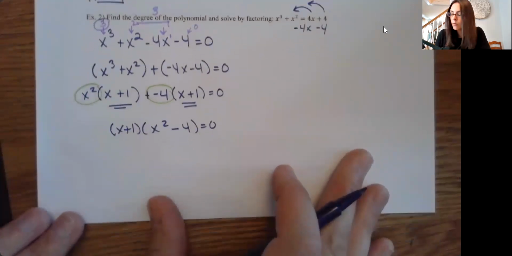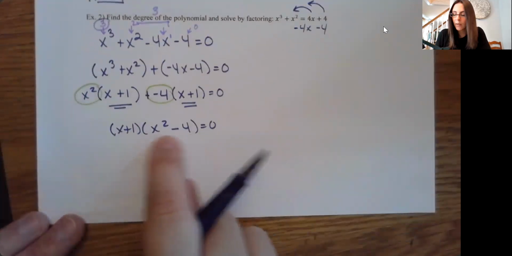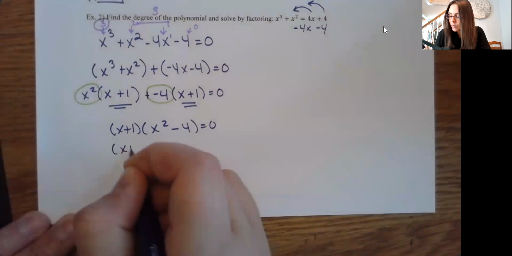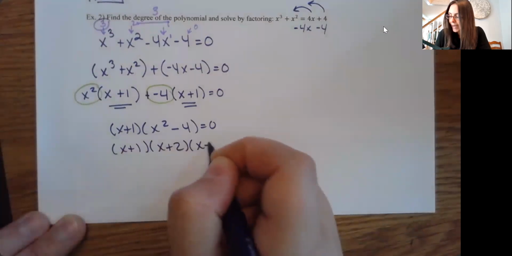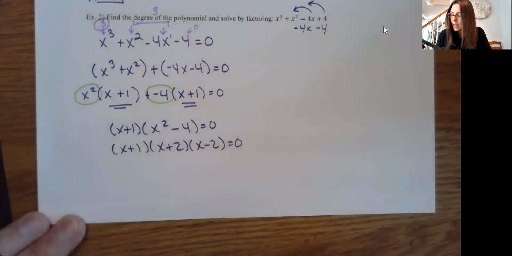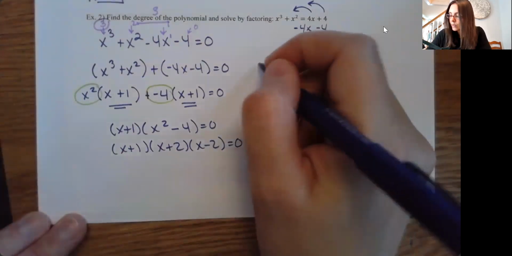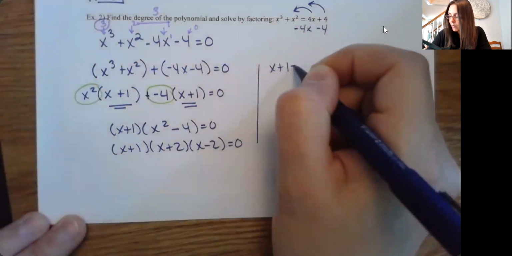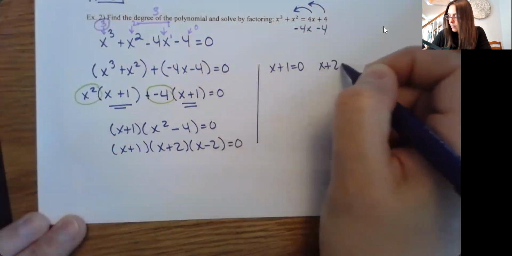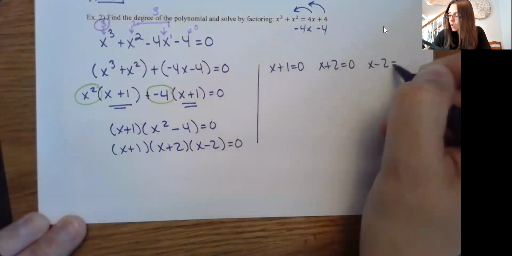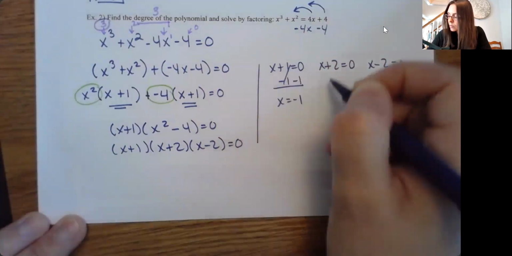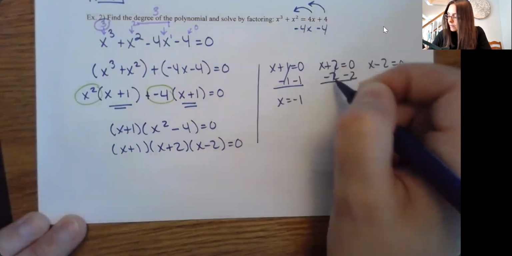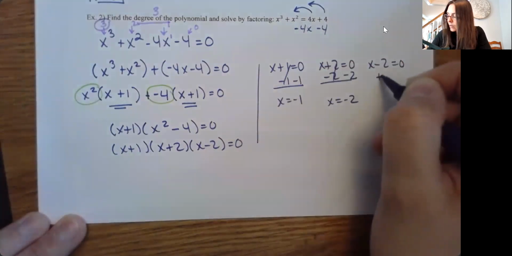And now I do keep going because I can see I can factor this further. That's also a difference of 2 squares. So it's going to factor into x plus 2, x minus 2. And now I have, again, my 3 pieces here. So we're going to set each of those equal to 0 and go ahead and solve. So I subtract 1 in the first case, subtract 2 in the second case, and add 2 in the third case.